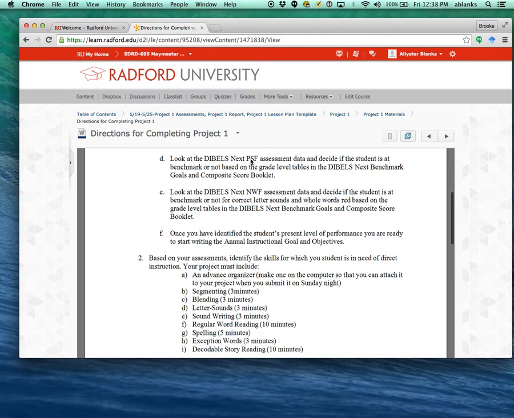So for the last two assessments, the phonemic segmentation fluency assessment data, based on your student's grade level, you're going to go to the DIBELS Next benchmark and composite score booklet that I just showed you before I clicked over into this document, and you're going to make decisions about whether the student is at benchmark, below benchmark, or well below benchmark. And remember that at benchmark means he or she's doing fine in Tier 1. Below benchmark means that we should think about some Tier 2. And well below benchmark means that we probably need to really think about Tier 3.